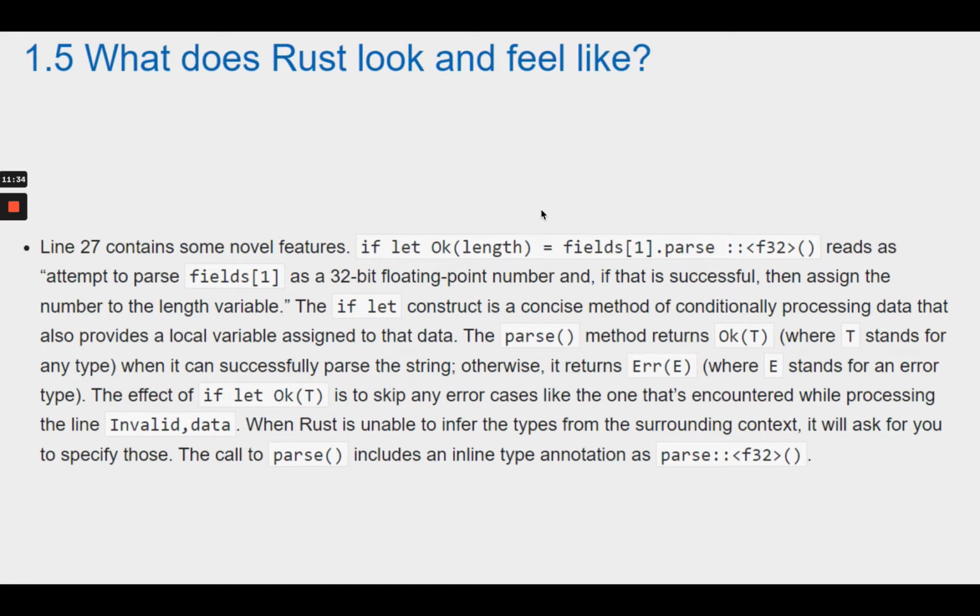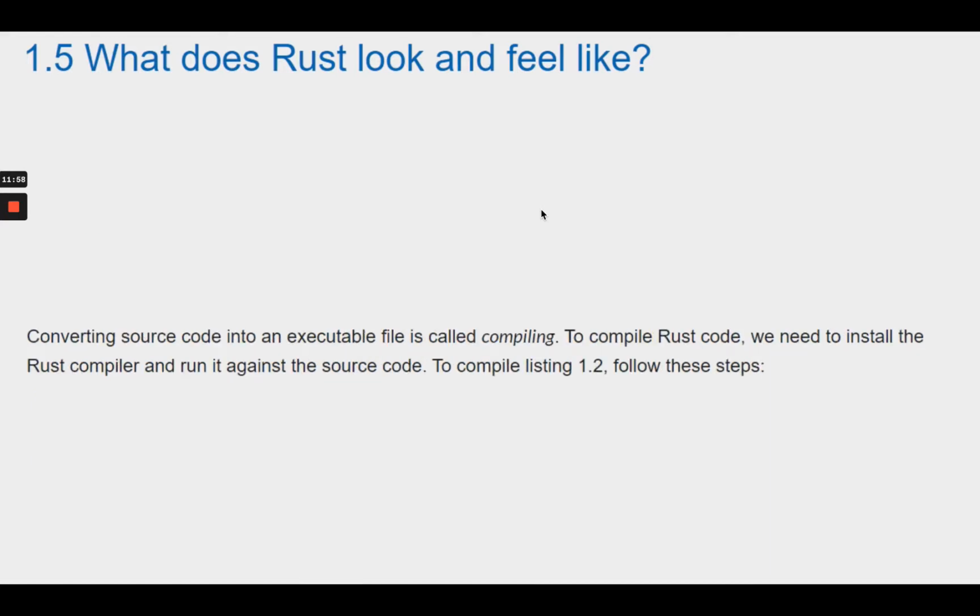The effect of if let Ok(T) is to skip any error cases like the one that's encountered while processing the line "invalid,data". When Rust is unable to infer the types from the surrounding context, it will ask for you to specify those. The call to parse includes an inline type annotation as parse::<f32>.